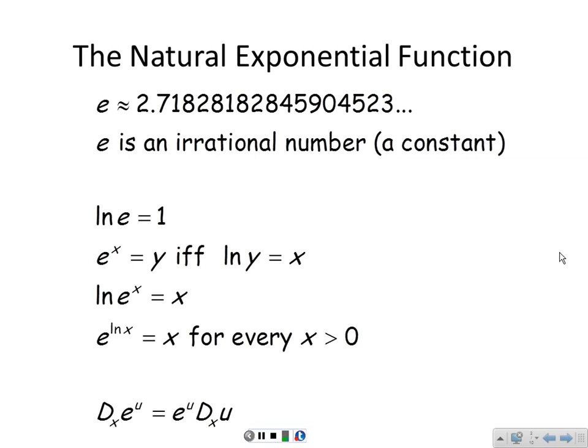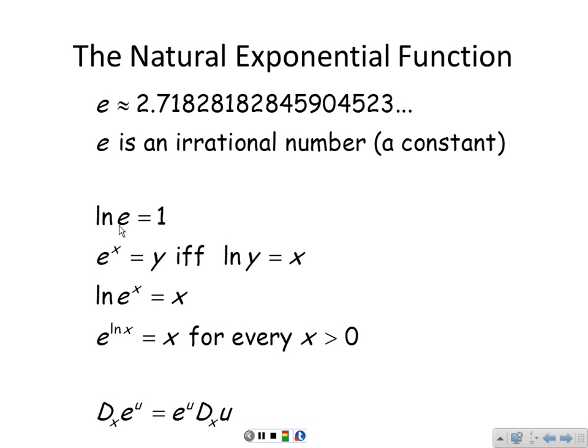If you remember from your pre-cal days, e is kind of like pi on your calculator. e is a constant that goes on forever and ever. It's irrational. But you do have an e button on your calculator, just like we have a pi button on our calculator. Some rules that we learned in pre-cal are these.